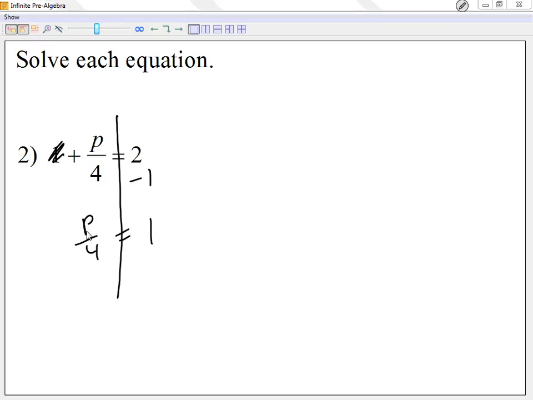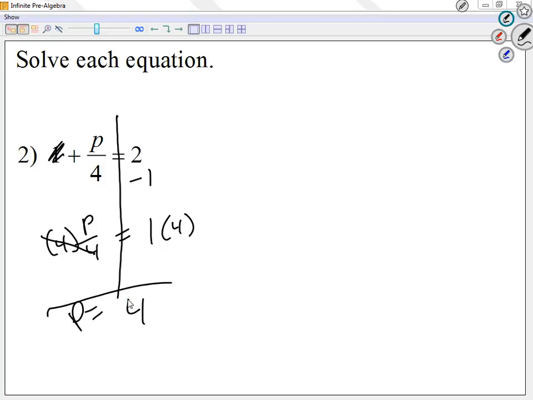I know a fraction is a division, so to get rid of this 4, instead of dividing, let me multiply both sides by 4. You do the opposite operation. So these 4's cancel out, and I get that p is equal to 4, because 1 times 4 is 4. In number 1, I was multiplying, so that's why you divide. Here, the fraction is division, so you multiply. You do the opposite. Any other questions for the first 8?